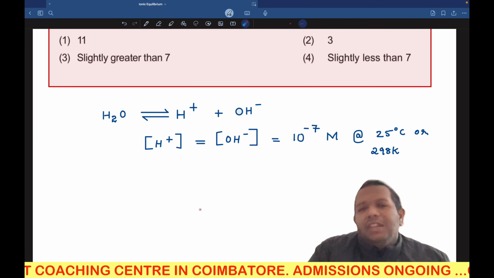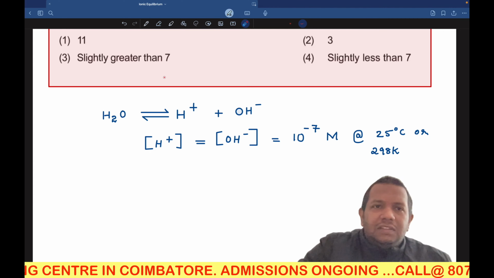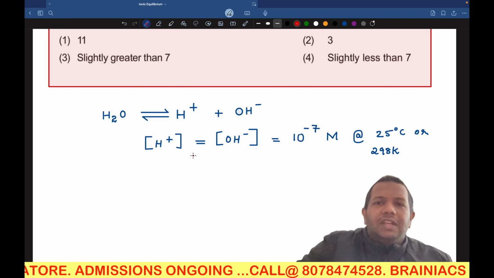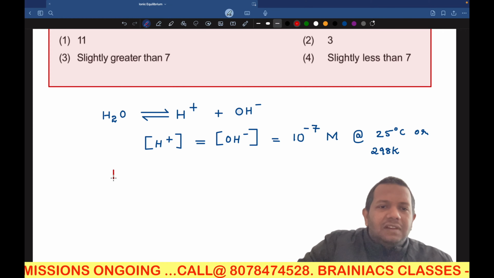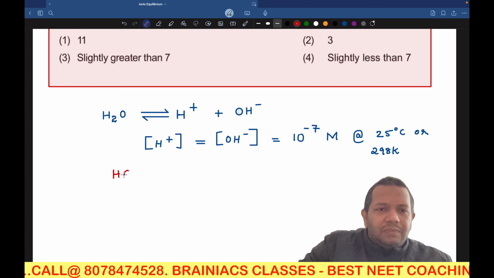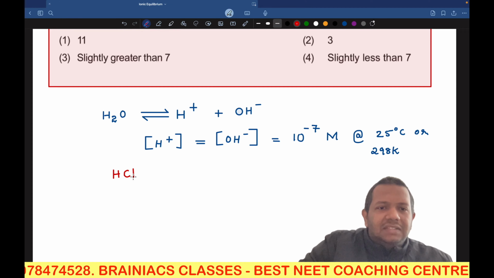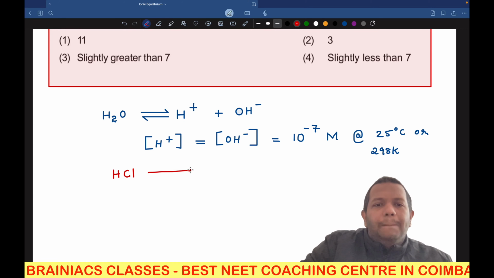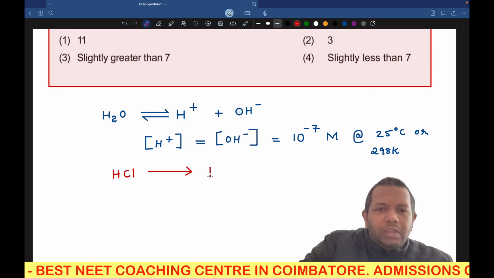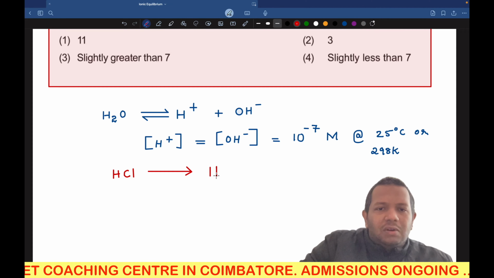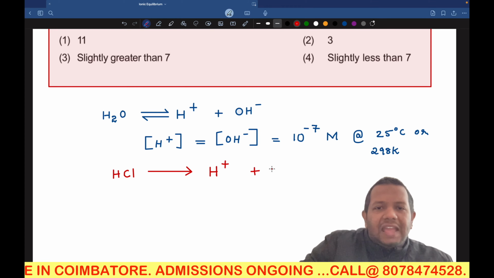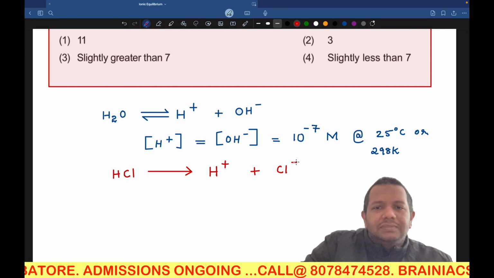This is very, very, very important. Now, if you compare this with the HCl, in our case, we have HCl out there. We know HCl is a compound which is a strong electrolyte. So I can easily say HCl will undergo complete ionization. Complete ionization means there is no equilibrium here. It will undergo complete forward reaction and produce H plus and Cl minus.